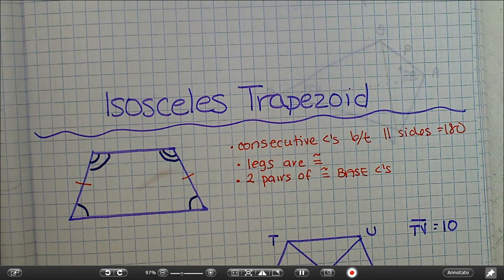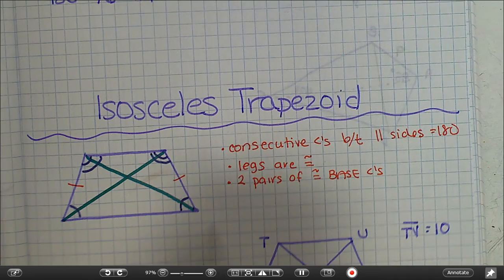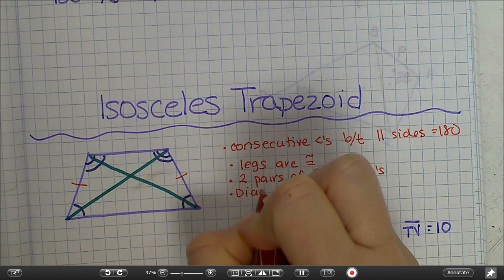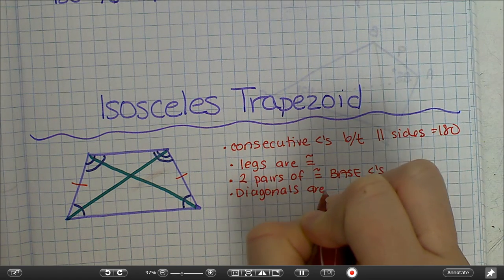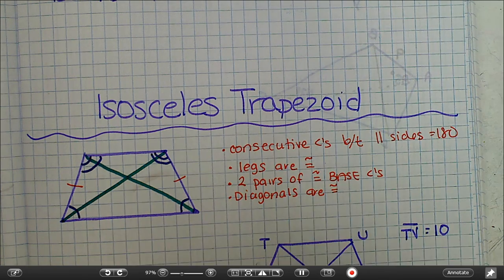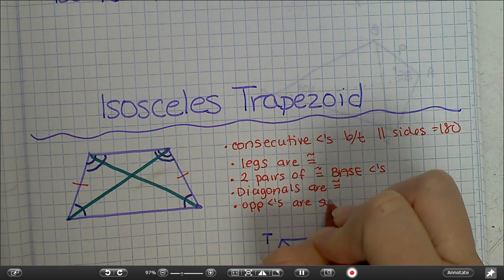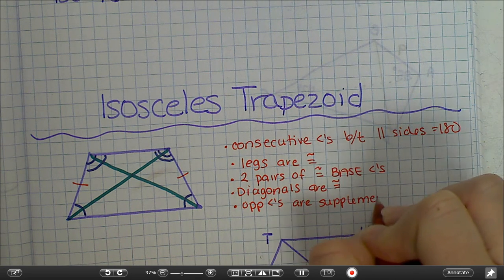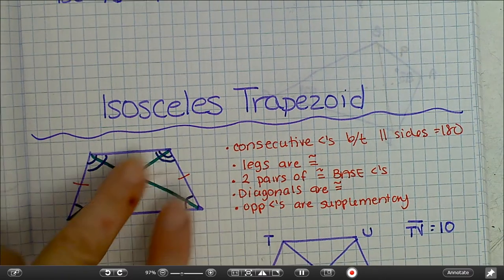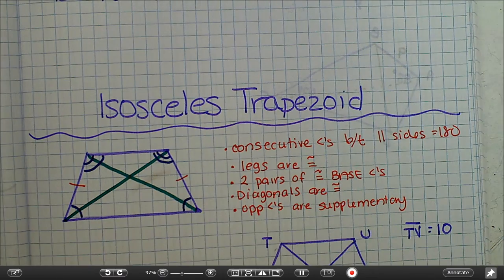All right, and as is not surprising, diagonals are congruent. And one last property that makes sense if you stop to think about it: opposite angles are supplementary. Meaning these two, which makes sense because if these are congruent and these are supplementary, then so would those be. So these are the properties. Let's do some problems.